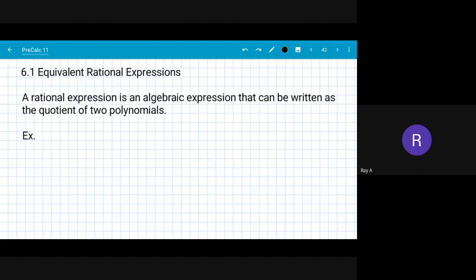Hello once again. So we're continuing with the workbook. We are now on chapter 6. I'm beginning with page 520, 6.1, equivalent rational expressions.